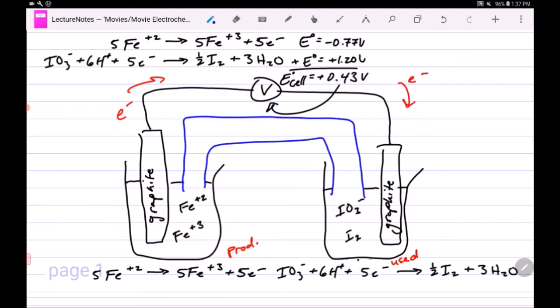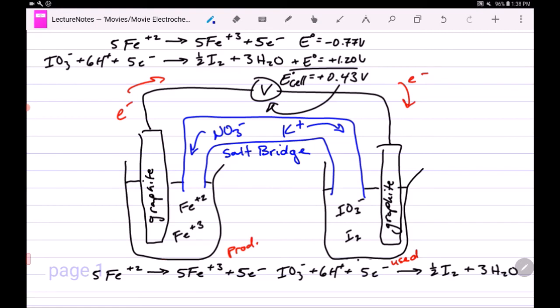To allow the ions to flow from one beaker to the other. If the electrons are flowing to the right, then the spectator anions would need to flow to the left. If the spectator anions are flowing to the left, then the spectator cations would need to flow to the right. So that's the function of my salt bridge. It prevents the buildup of charge in a beaker.